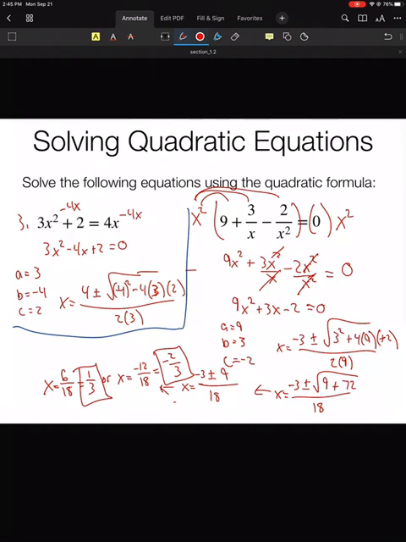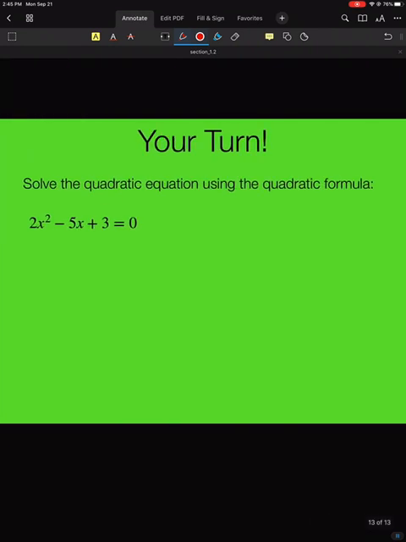Okay, so now we've seen a myriad of different examples where we could use the quadratic formula to solve quadratic equations. And so for the last thing of section 1.2, I want you to solve this quadratic equation using the quadratic formula.